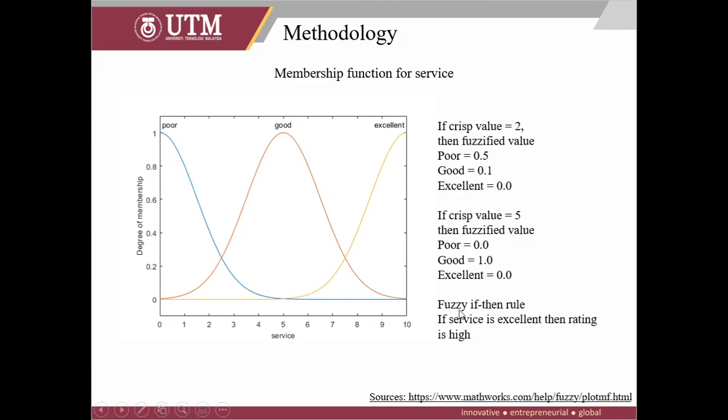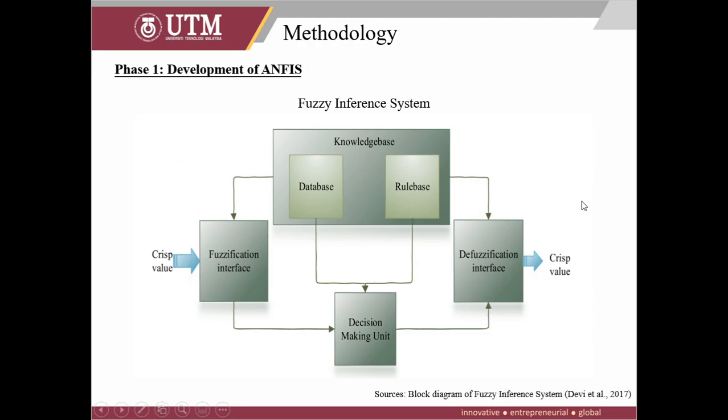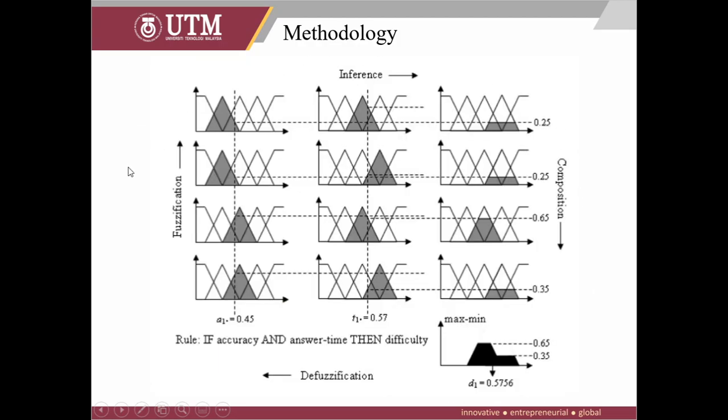And then we also have the fuzzy if-then rule. So if the service is excellent, then the rating is high. So with this understanding of fuzzy logic, we have this. So this is what a fuzzy inference system does. We have many member functions. There are 2 input features here, accuracy and time.